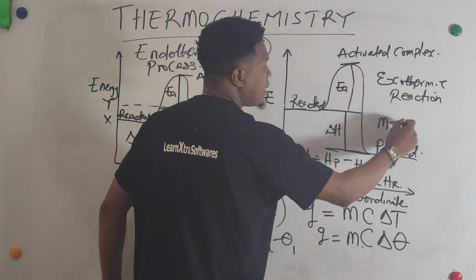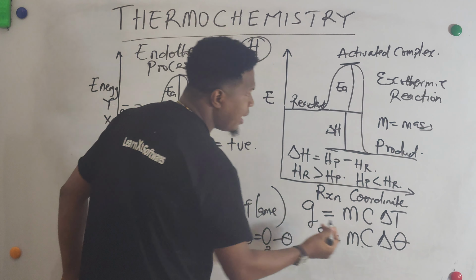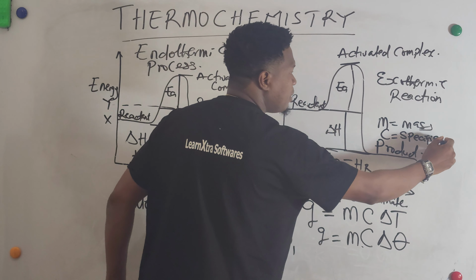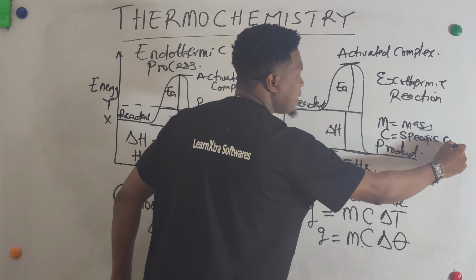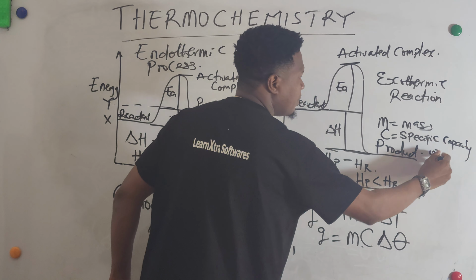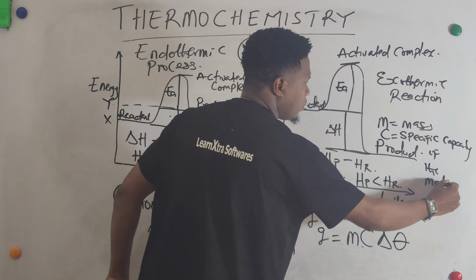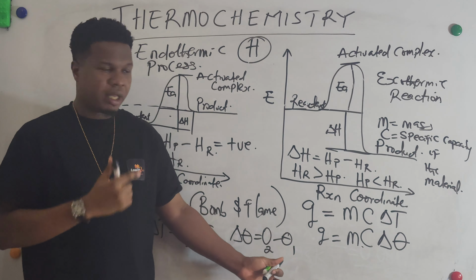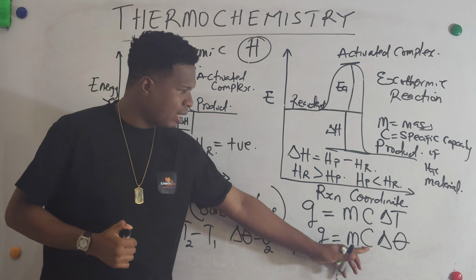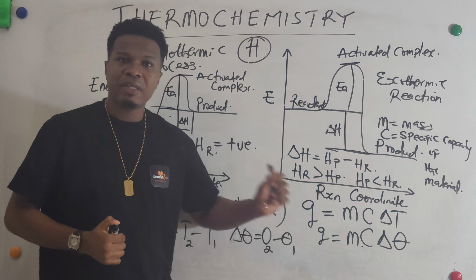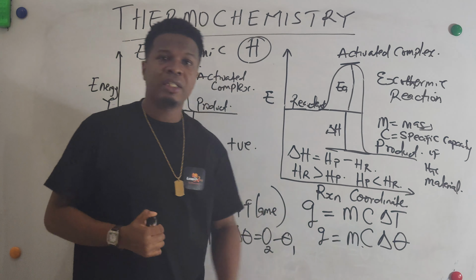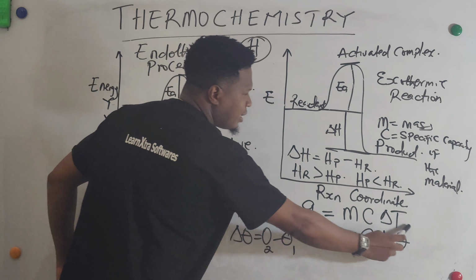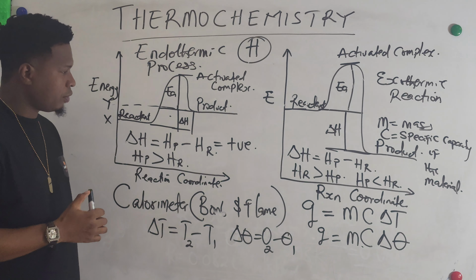Now this C here represents the specific heat capacity of the material. So if we are using water for the calorimeter, you measure the mass of the water and the specific heat capacity of the water, and then the temperature change before and after the reaction. So mathematically, we can actually measure heat using this equation.